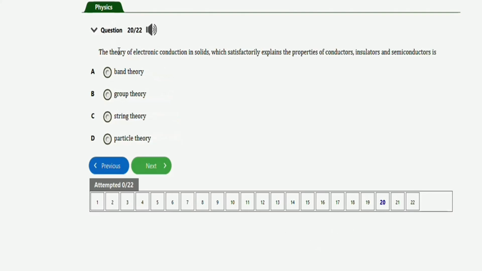It says the theory of electronic conduction in solids, which satisfactorily explains the properties of conductors, insulators, and semiconductors is band theory, group theory, string theory, particle theory. The right option is option A, which is band theory. Next question will be this one.